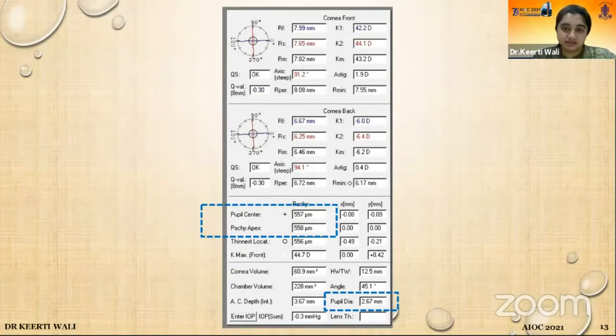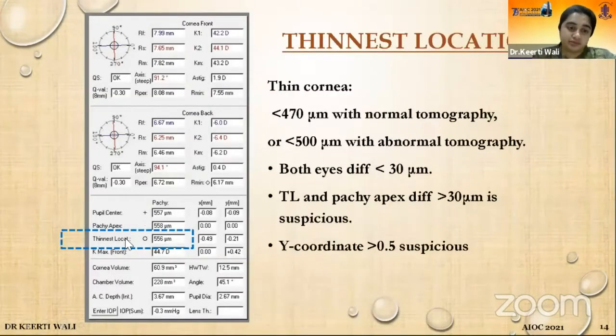Okay, the second section shows the similar parameters for the back surface of the cornea, and the third parameter shows the pupil center, the pupil apex, and the thinnest location with their X and Y coordinates. Cornea is referred to be thin cornea if it is less than 470 microns. So if any patient shows us the report, even though it is a normal tomography and the corneal thickness is less than 470, then it's not a good candidate for keratorefractive procedures.